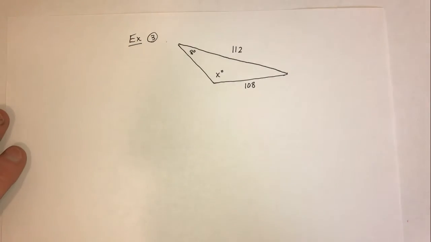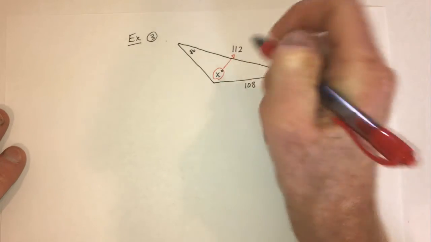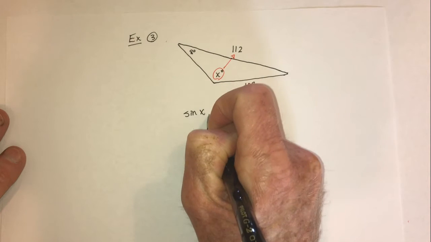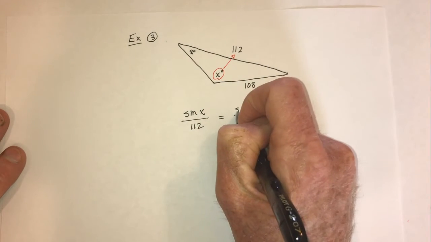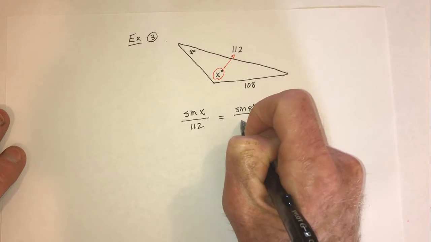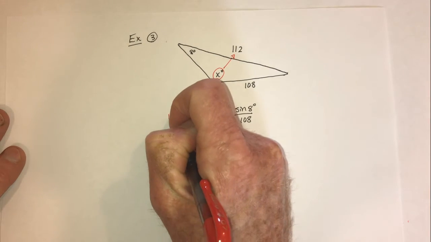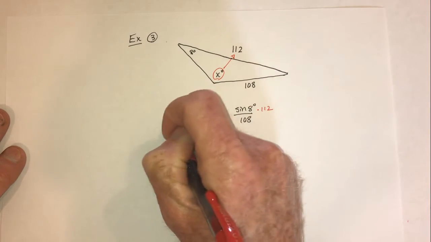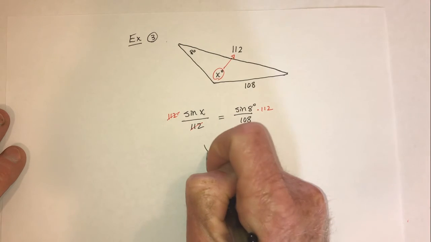Oh, I forgot to set up the equation. So I'll start with the x and go sine of x divided by its opposite side, equals sine of 8 degrees divided by 108. So then, in order to solve for x, multiply both sides by 112. And then take sine inverse.